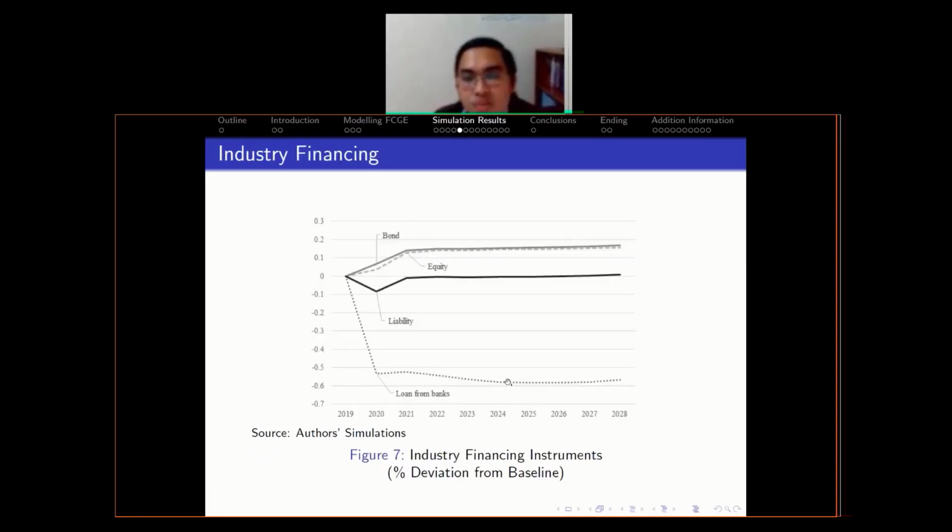From the industry point of view, as the bank's financing becomes more expensive, they decrease the loans from the bank and try to substitute to other instruments like bonds and equity. So the liability side of the industry is not really negatively impacted. Through the substitution, they move back to the baseline in the year following the policy year.